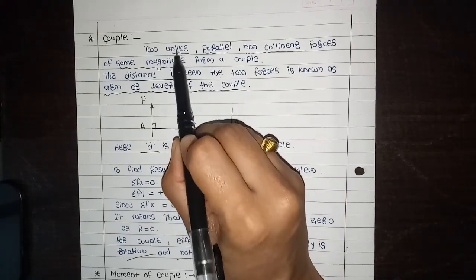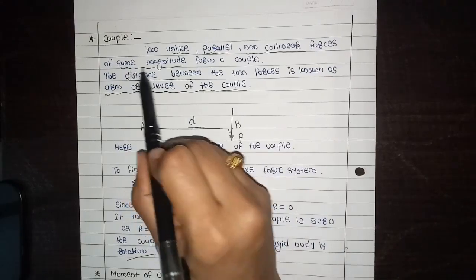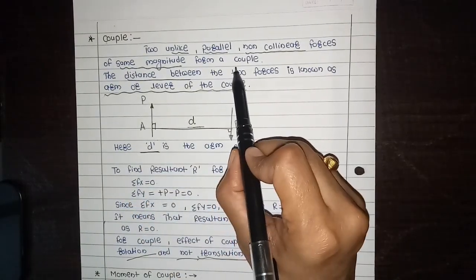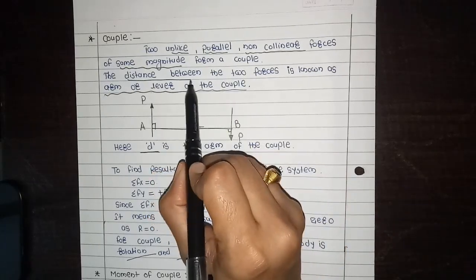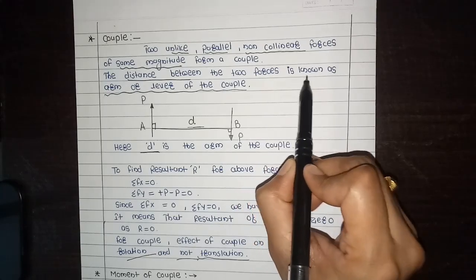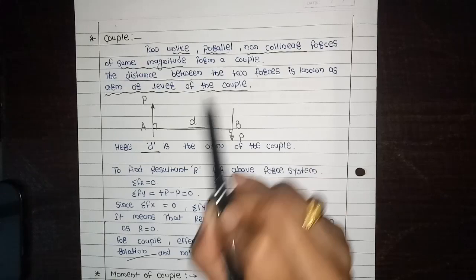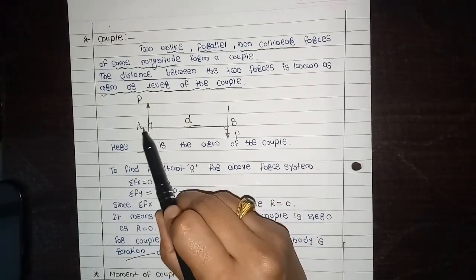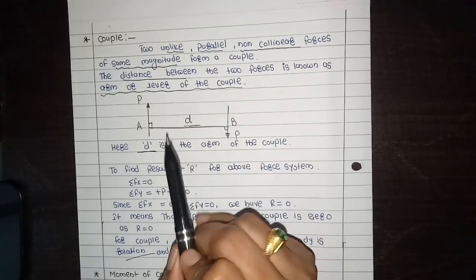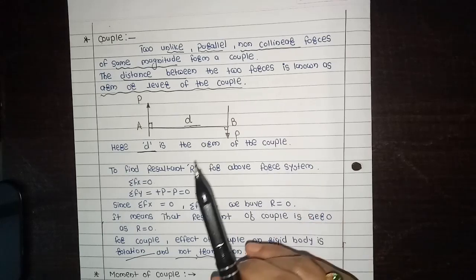Two unlike parallel non-collinear forces of same magnitude form a couple. The distance between the two forces is known as arm or lever of the couple. So here D is the arm of the couple.